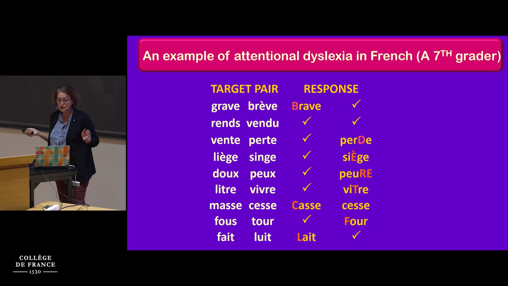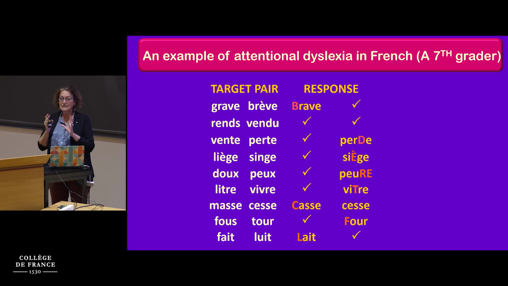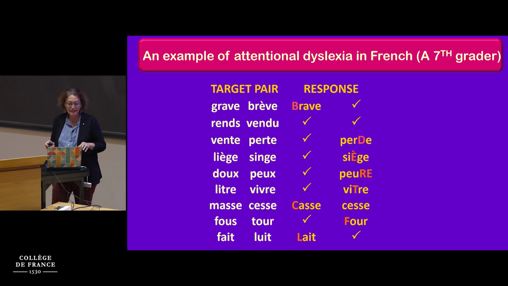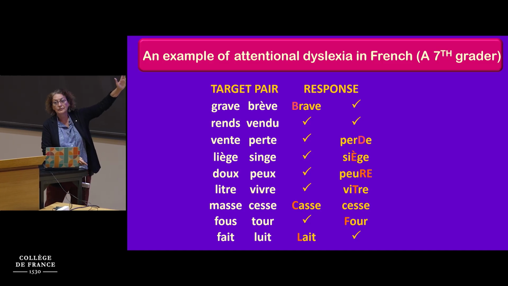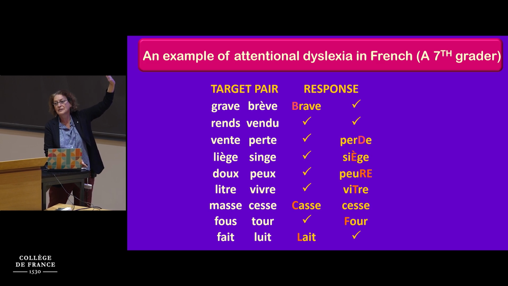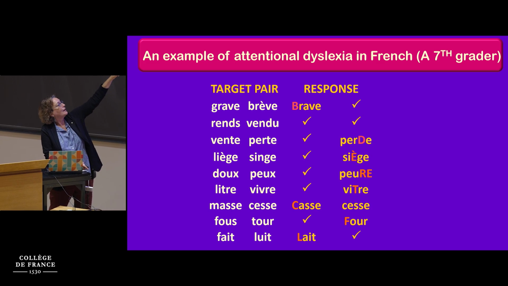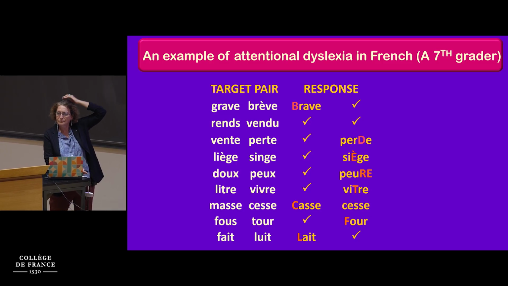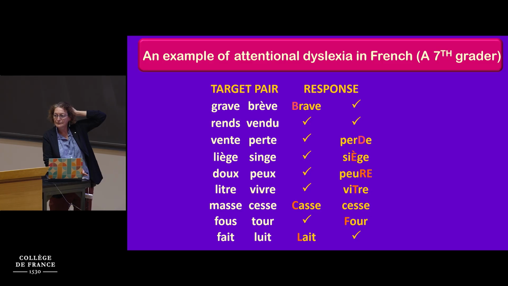an example from French. So this is a pair of words that we presented to a seventh grader, not with a tumor, just as an example of this dyslexia. And on the right, you can see how he read the two words. So instead of, I will not even try to pronounce it, I'll try to pronounce it and you can laugh at me. So instead of grave, he said brave. Where did this B come from? You have any idea? Okay, let's try another one.